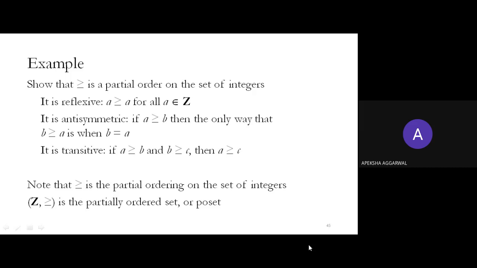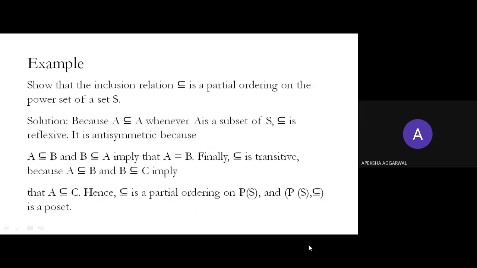Similarly, another example. Go through this. Show that the inclusion relation subset is a partial ordering on the power set of set S. Question is clear? There is a power set of S, and you need to see whether a subset relation is partial ordering or not. So A subset B, B subset C, transitivity you need to check, then reflexivity.